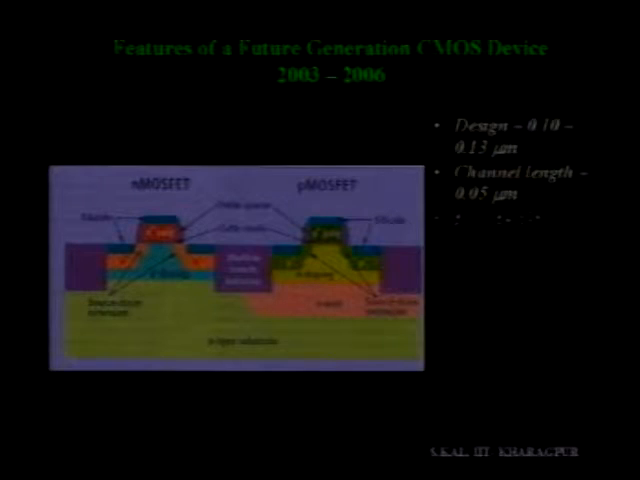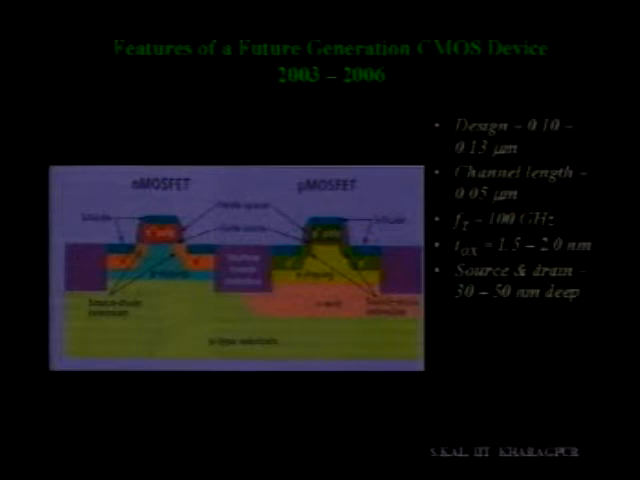Okay. FT of this particular transistor will be 100 gigahertz, and oxide thickness here is 1.5 to 2 nanometer. That means 15 to 20 angstrom units. The source and drain junction depth is 30 to 50 nanometer deep. If you look at the NMOSFET, from this point to this point is the junction depth. For the PMOS, this green region from this point to this point is the junction depth. That junction depth is 30 to 50 nanometer.